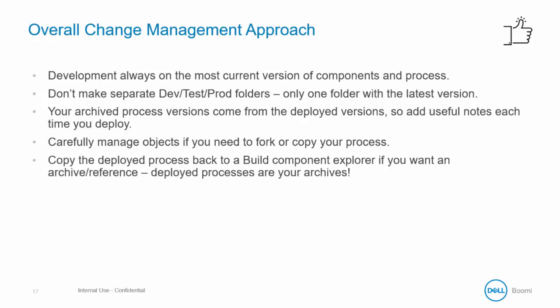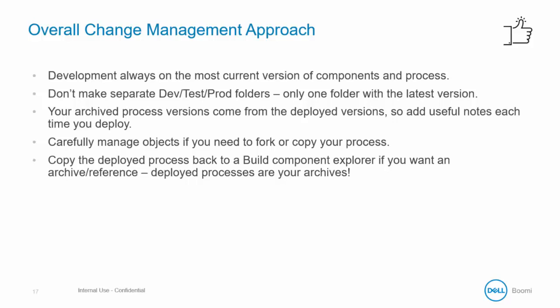But what about archiving old versions, you might ask? Well, your previously deployed versions are copies of your archived processes, so be sure to add useful notes each time that you deploy. Carefully manage objects if you need to fork or copy your process.